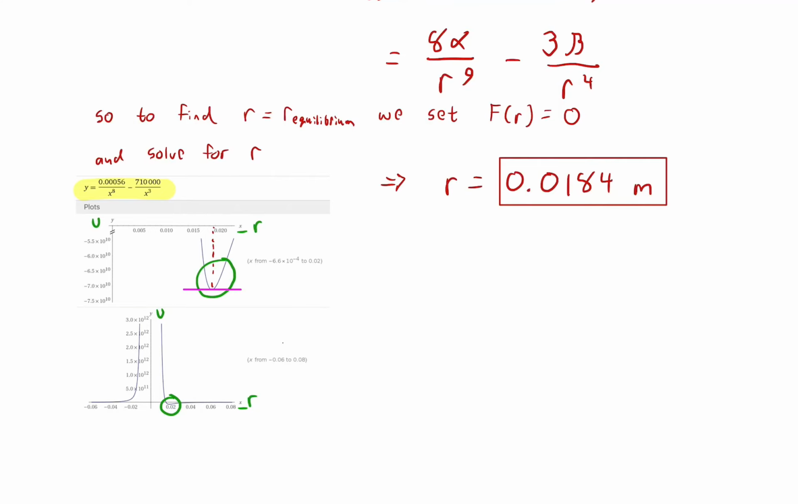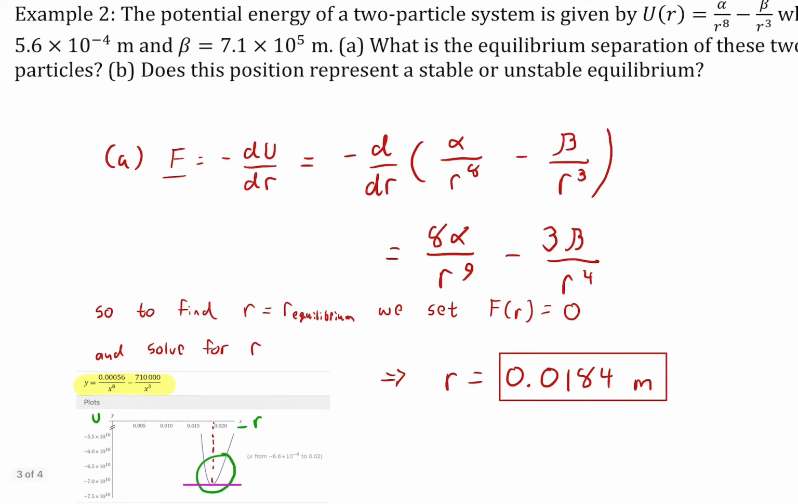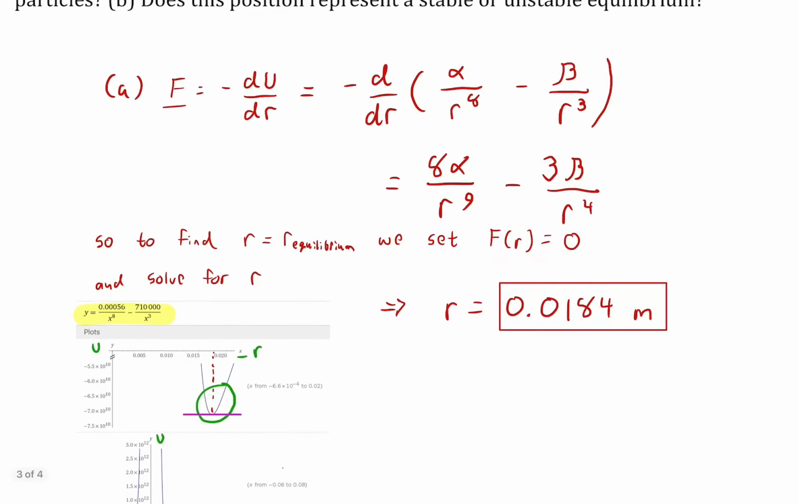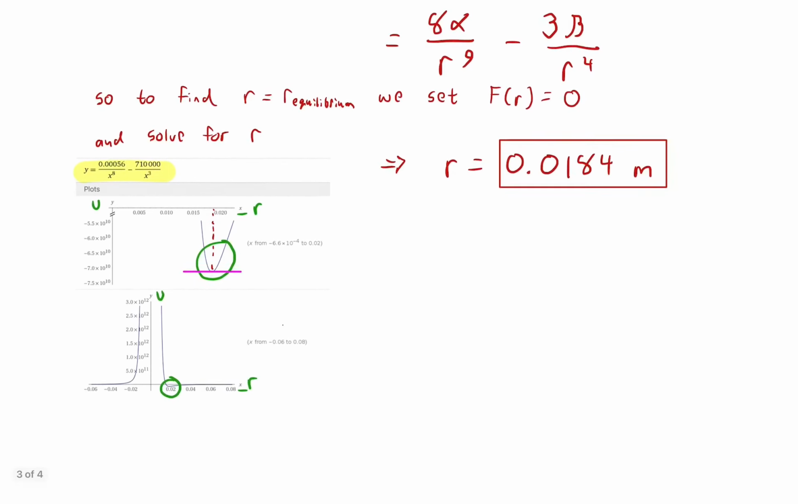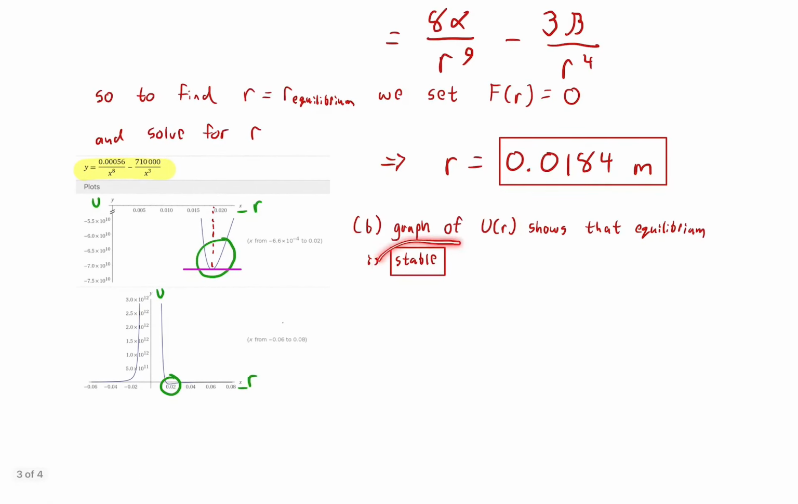So then the question is, how do we know whether this position represents a stable or unstable equilibrium? Because the fact that we set it equal to 0 could mean an unstable equilibrium, since you'd still have a horizontal tangent line if it's a high point, as up here. We can see from the graph that it's a low point. So you could say, from the graph we know it's stable.